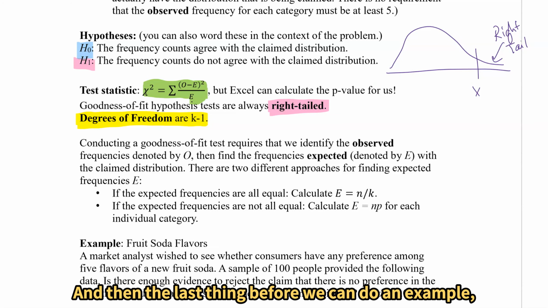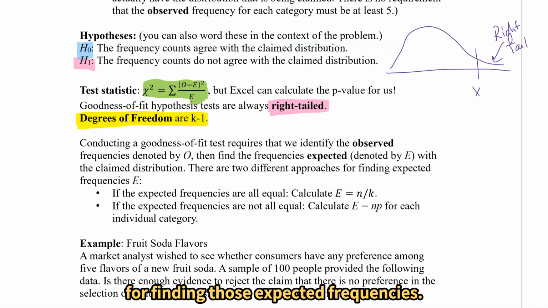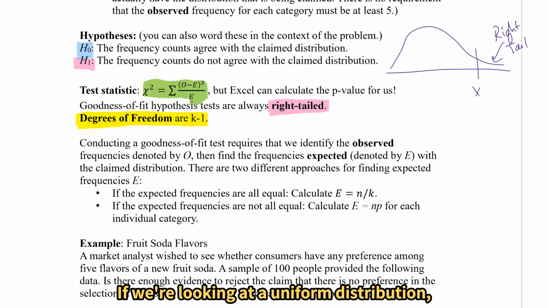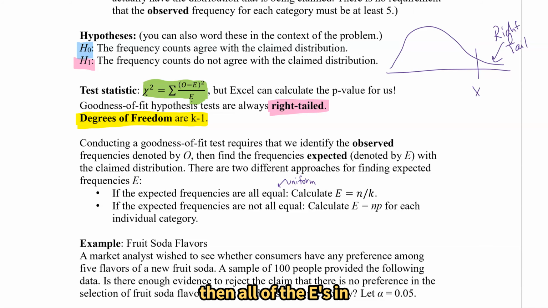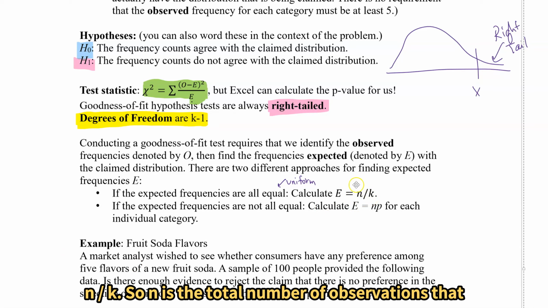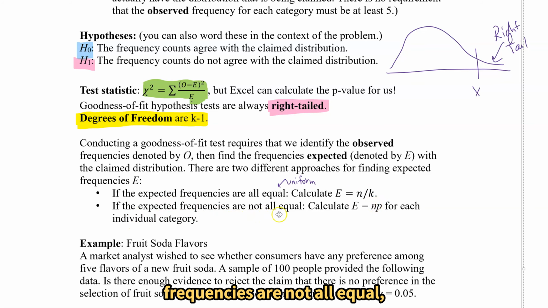And then the last thing before we can do an example, conducting a goodness of fit test requires that we identify observed frequencies denoted by O, and then find the expected frequencies with the claimed distribution. And there are two different approaches for finding those expected frequencies. If we're looking at a uniform distribution, where the expected frequencies are all equal, then all of the E's in our expected frequencies will be n divided by k. So n is the total number of observations that we have, and k is the number of cells. If the expected frequencies are not all equal, then we calculate E as n times p for each of the individual categories, where p is the probability of that category. Let's put it into practice and try to get some clarity.